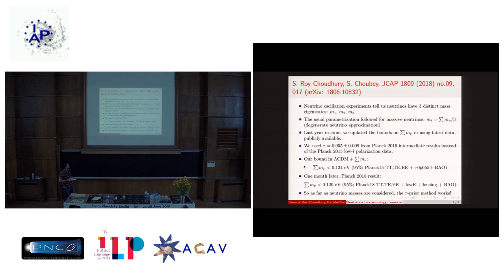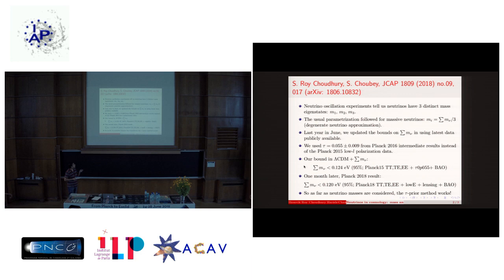One month later, Planck 2018 results came out with a similar bound of 0.12 eV. So as far as neutrino masses are concerned, although the Planck 2018 likelihoods are not publicly available, the tau prior seems to work for neutrinos.